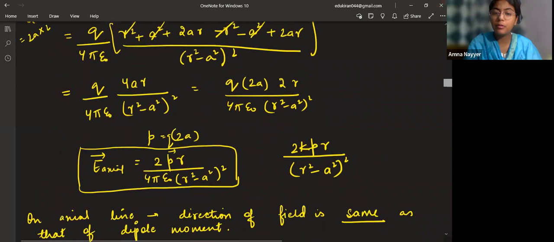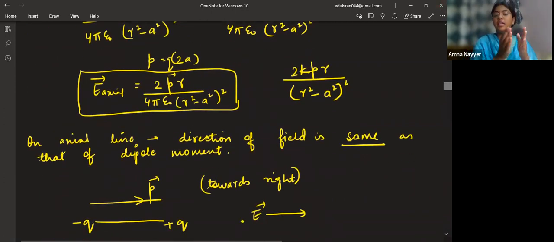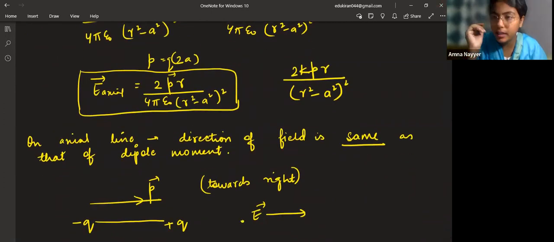Then from dipole moment, you have electric field at the axial line and electric field at the equatorial line. See class, from the axial line and equatorial line you have questions, but mainly the values of dipole moment are given. Usually the values of dipole moment are given, so you just have to put them in the formula. So E axial line is what? 2kpr divided by (r square minus a square).